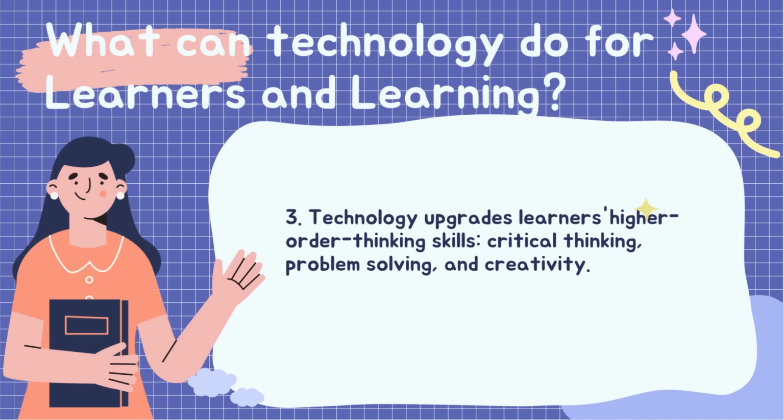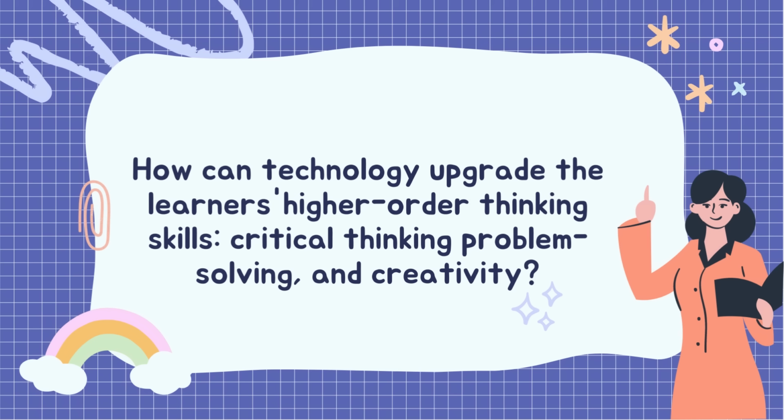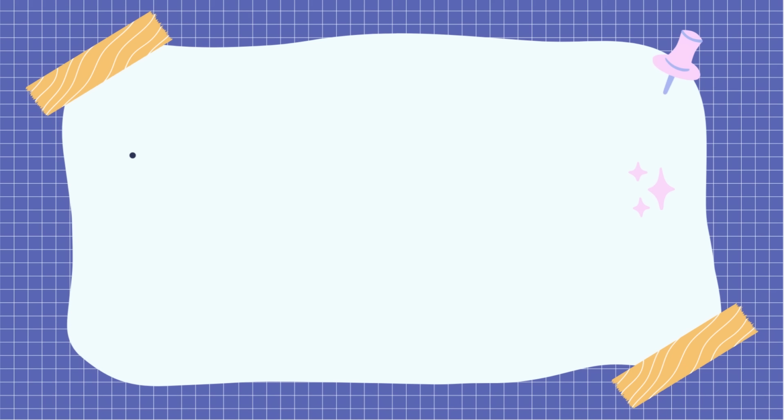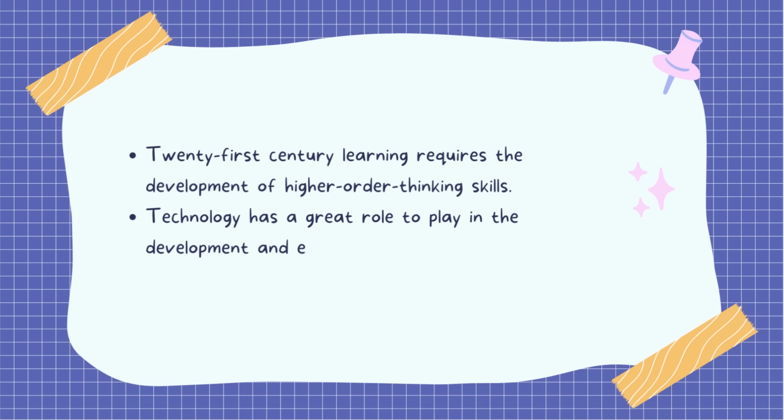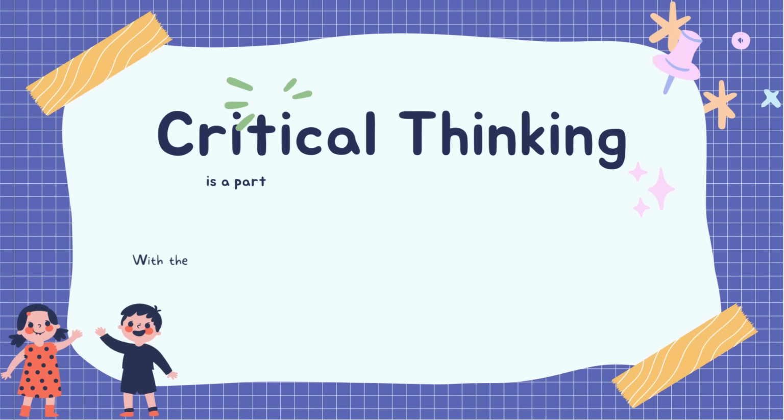Now, the third is that technology can upgrade learners' higher order thinking skills, such as critical thinking, problem solving, and creativity. How can technology upgrade the learner's higher order thinking skills, such as critical thinking, problem solving, and creativity? 21st century learning requires the development of the higher order thinking skills. Technology has a great role to play in the development and enhancement of these skills.